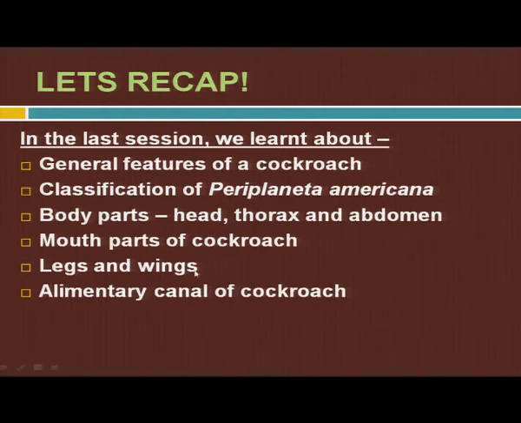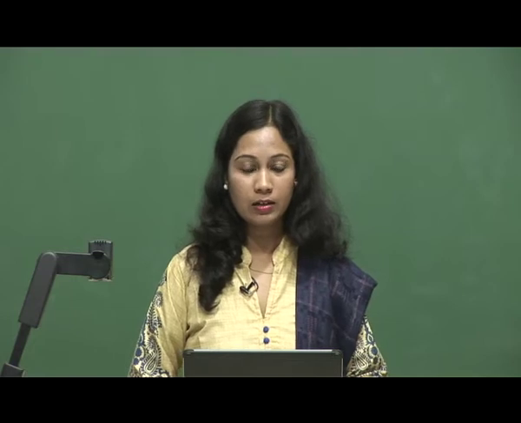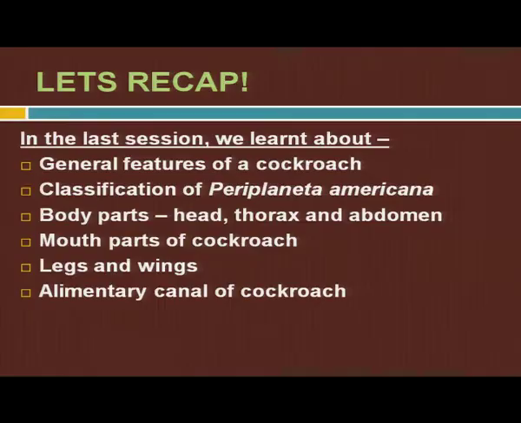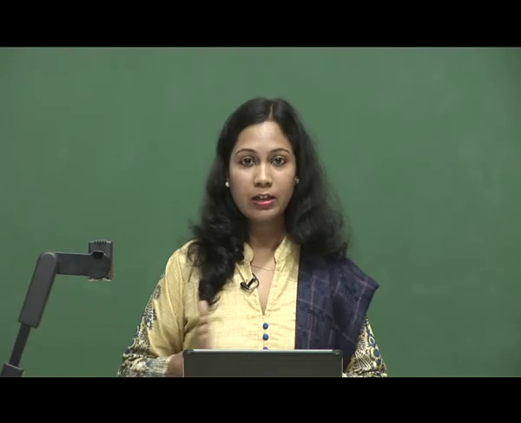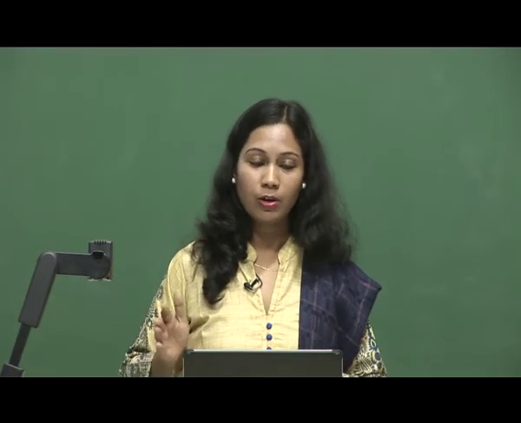We have also learnt about the alimentary canal of cockroach, where we divided the entire alimentary canal into 3 parts: the foregut, midgut and the hindgut. The foregut comprises of the buccal cavity, a short pharynx, a short esophagus followed by a crop and gizzard. Then we saw that there are hepatic caecae which help in the digestion of the food, and then the midgut is lined on the other side with Malpighian tubules. These Malpighian tubules help in excretion of the nitrogenous waste product. And finally, the hindgut, which is divided into ileum, colon, rectum, which ends into the anus.